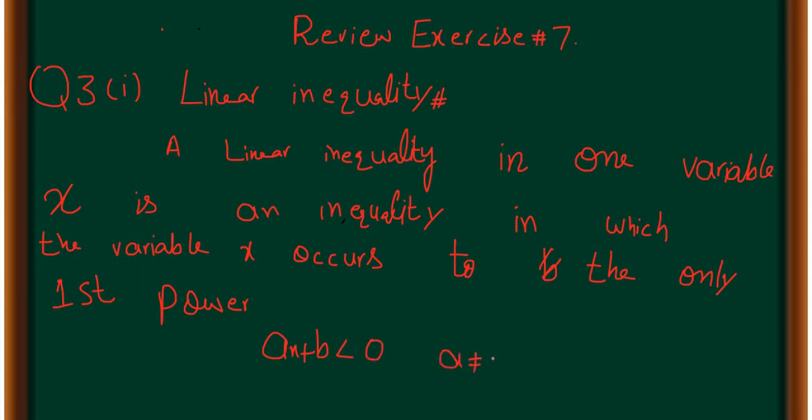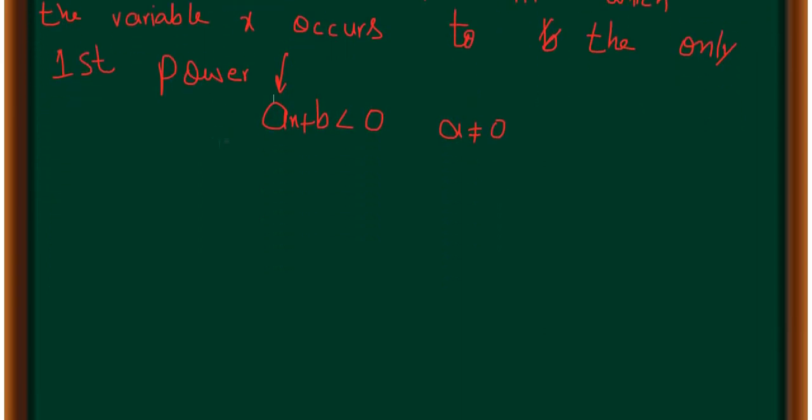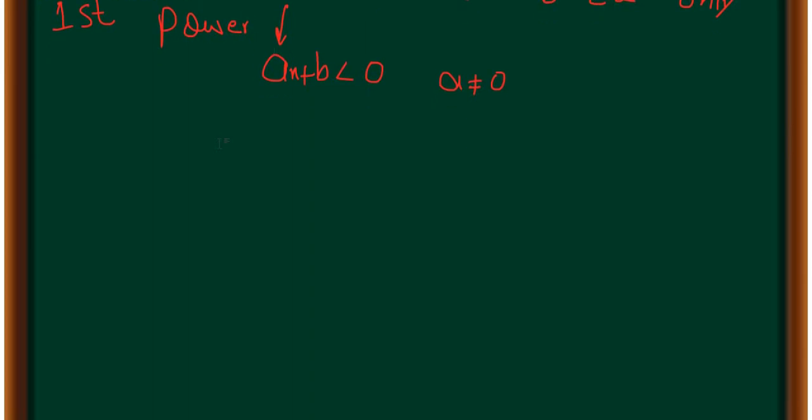If I write a is equal to 0, then it will not be a linear inequality because it converts into a constant term. When I put a is equal to 0, 0 multiplied by x is equal to 0, and we only get b, that is a constant term. That's why we must write here a is not equal to 0. This is the definition of linear inequality.